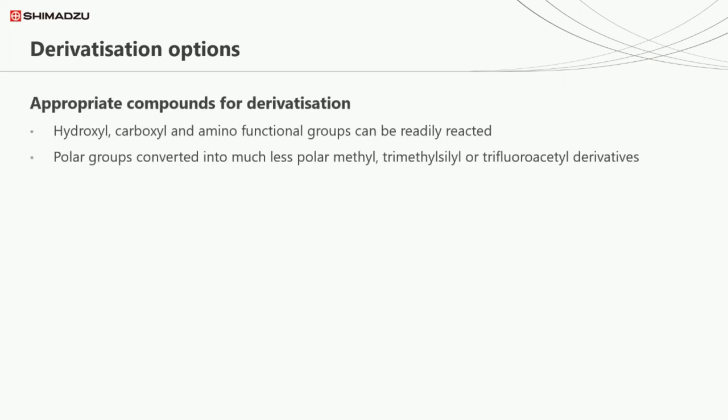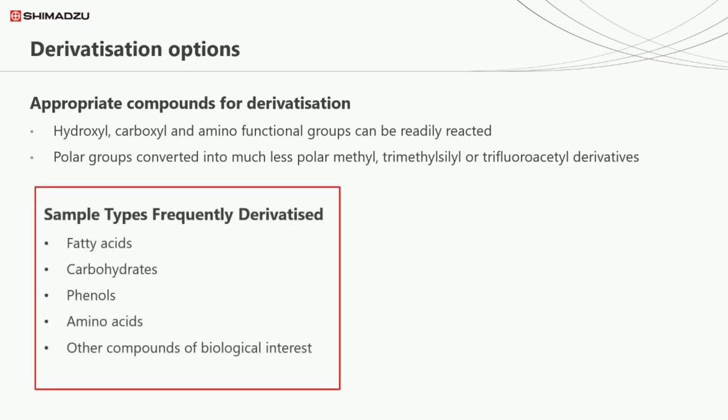There are different types of derivatizations for different functional groups, including hydroxyl, carboxyl, and amino. These polar groups can be converted into much less polar methyl, trimethylsilyl, or trifluoroacetyl derivatives. This means components that would not be particularly suitable for GC analysis can be chemically altered to become less polar and/or more volatile. Compounds that are likely to stick to active sites in the GC can be made less active to improve robustness and peak shape.